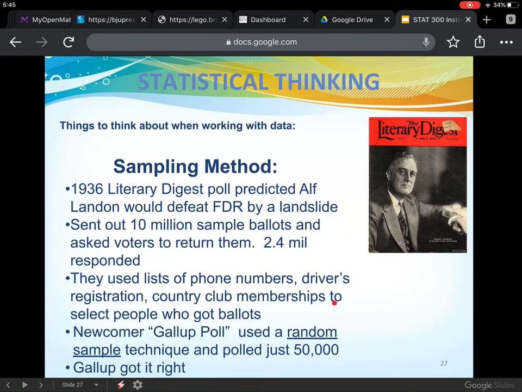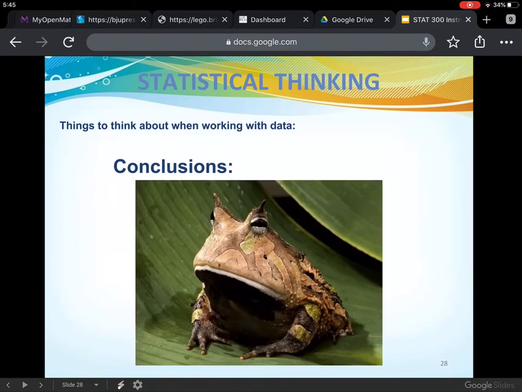And from that sample, they're inferring something about the entire population. Who's going to win the presidency, right? Who are people going to vote for? Well, they got it wrong because of the way and who they sampled, right? Whereas random sample technique actually got it right, and FDR was the president. So keep that in mind. Sampling is important. Here's the other one, conclusions.